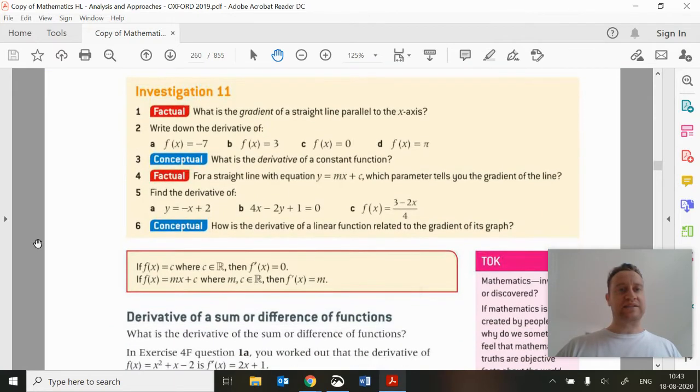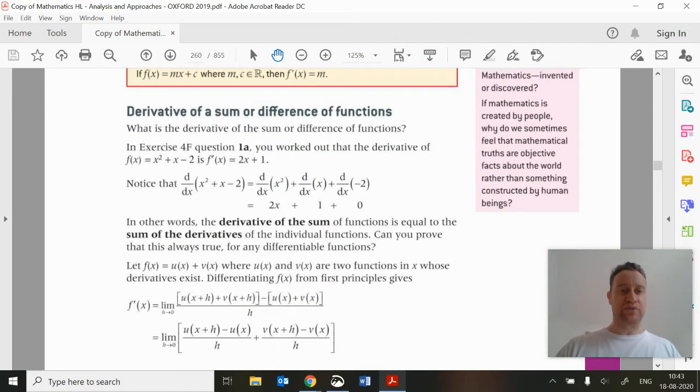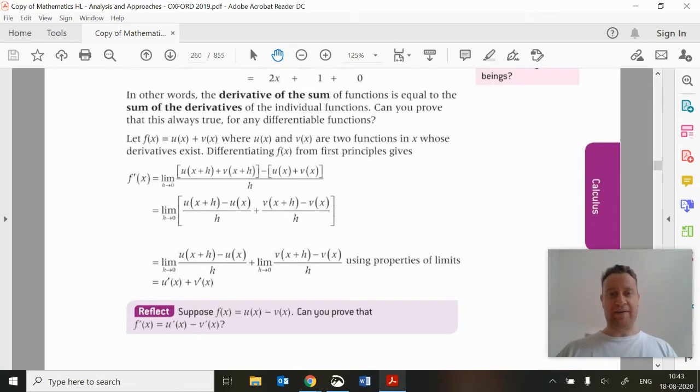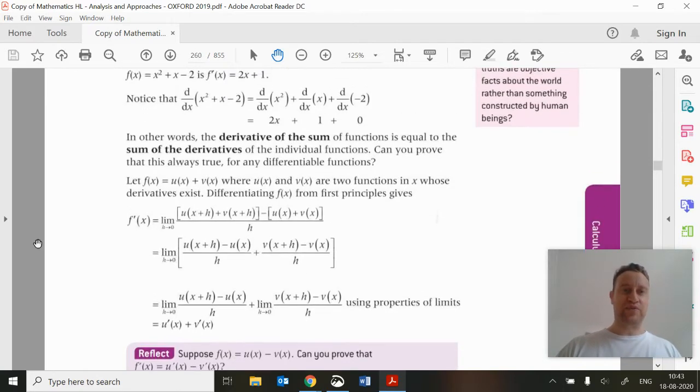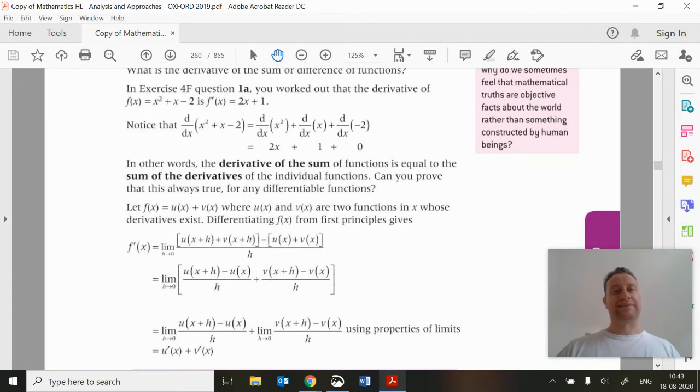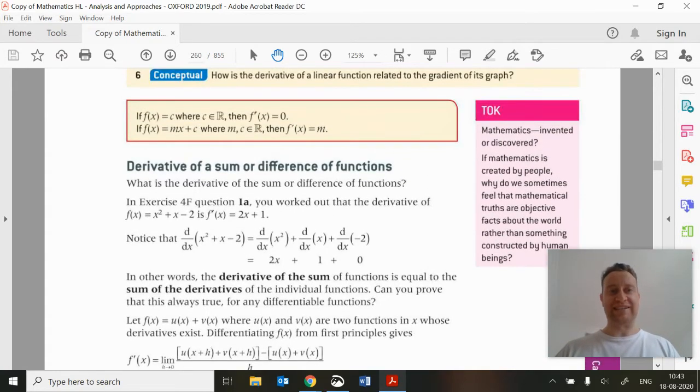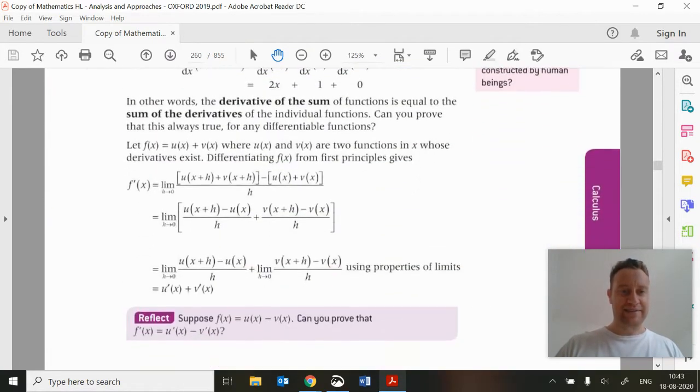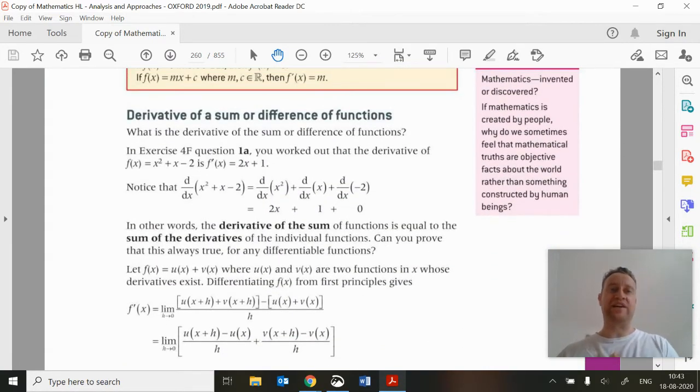Okay, so it starts off by actually proving, and I'm not going to overdo this one, that if you've got the derivative of two functions which are adding together, fine, here we go, proving the derivative of a sum or difference of functions. So it's just doing a general proof to say that if we add together two functions, then when we differentiate that, that's the same as differentiating them separately and then adding them together as well.